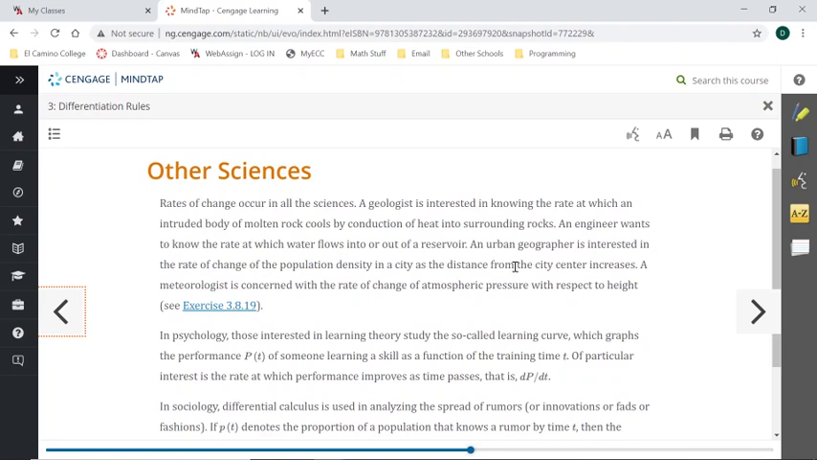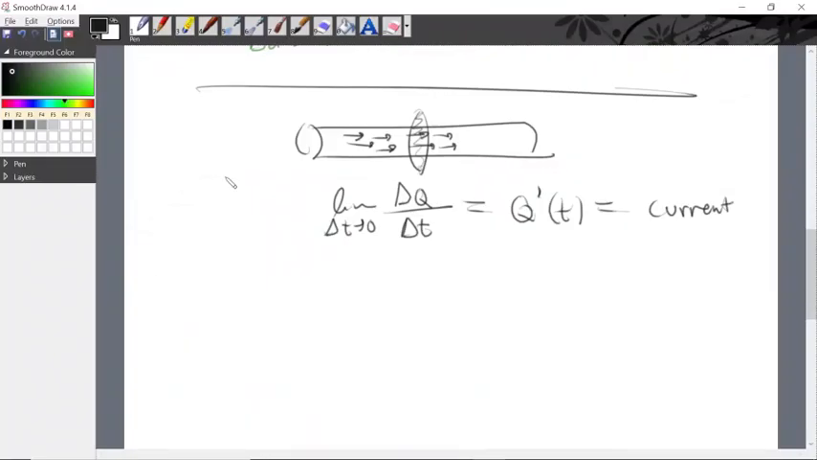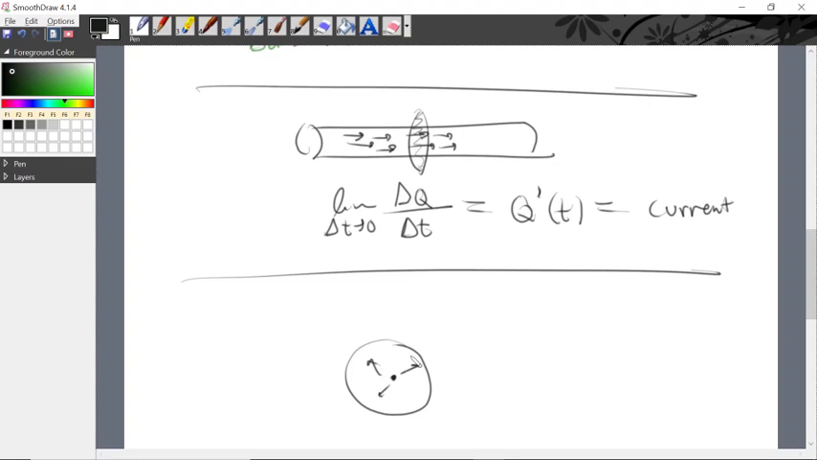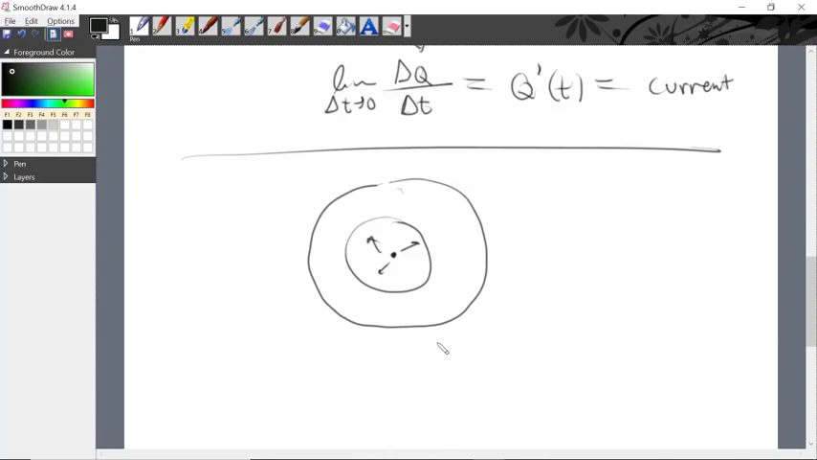An urban geographer is interested in the rate of change of the population density in a city as the distance from the city's center increases. So let's say we move outward in 2 dimensions from the city center, and we get different measures of the population within that ring. If this is the city center right here, and we are within this region here, what is the population density? That is, how much population do we have per unit of area here? And then if we were to increase the distance from the city center to a larger concentric circle.